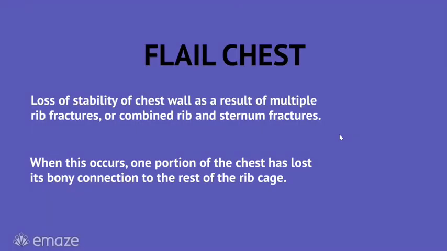Flail chest is a life-threatening medical condition that occurs when a segment of the rib cage breaks due to trauma and becomes detached from the rest of the chest wall. Two of the symptoms of flail chest are chest pain and shortness of breath. Loss of stability of the chest wall as a result of multiple rib fractures or combined rib and sternum fracture. When these occur, one portion of the chest has lost its bony connection to the rest of the rib cage.